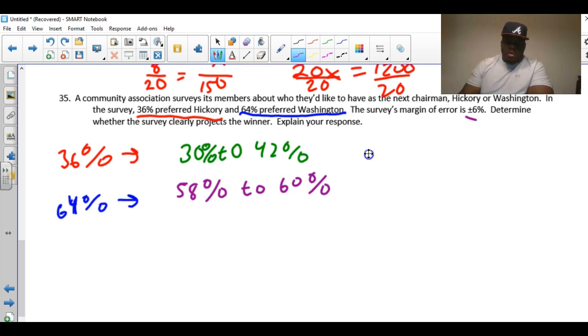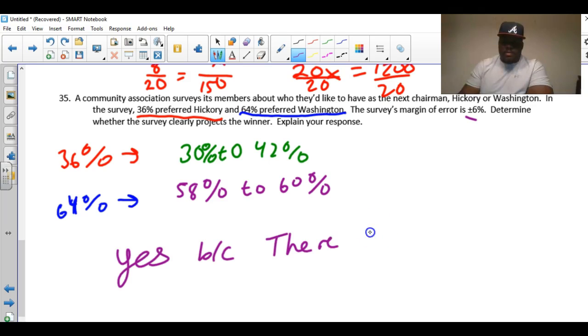Now, it says determine whether the survey clearly projects the winner, and the answer is yes, because there isn't any overlap. No numbers from 30 to 42 fall in the range from 58 to 70, and no numbers from 58 to 70 fall in the range of 30 to 42.